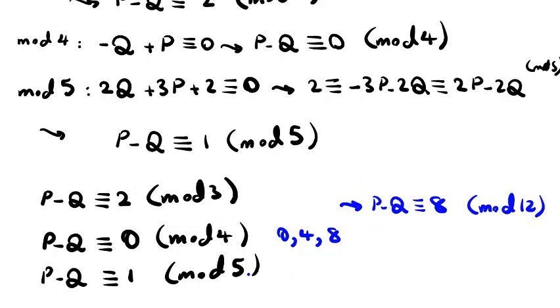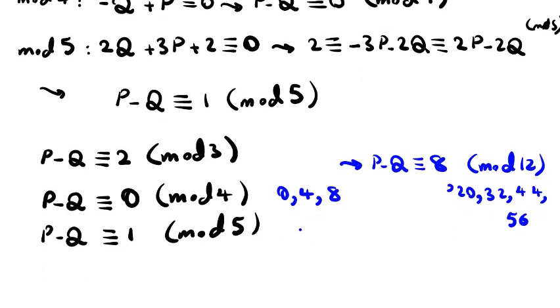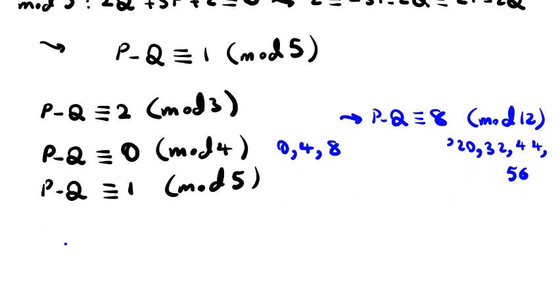Now, I say, okay, it can be 8, 20, plus 12. I want to find something that mod 5 is 1. 32 is not good, plus 12, 44 is not good, 56. So here we understand that it is satisfied. P minus Q is 56 mod 60.